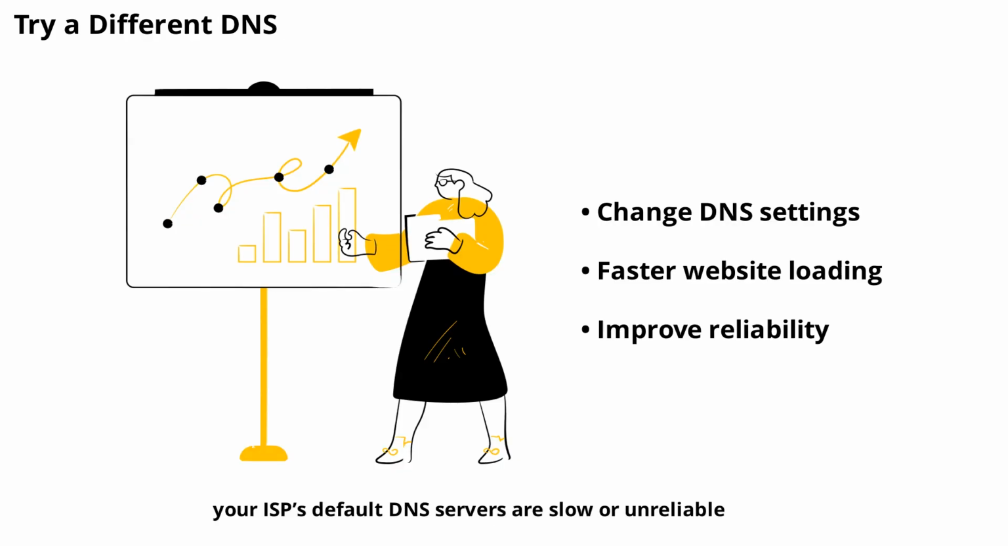Sometimes, your ISP's default DNS servers are slow or unreliable. Switching to a public DNS service like Google DNS or Cloudflare can speed up your browsing and improve reliability.